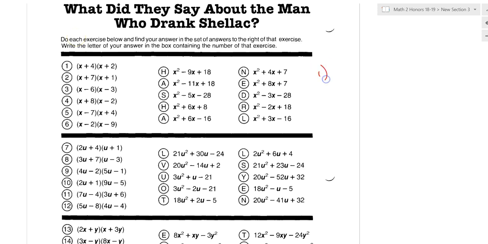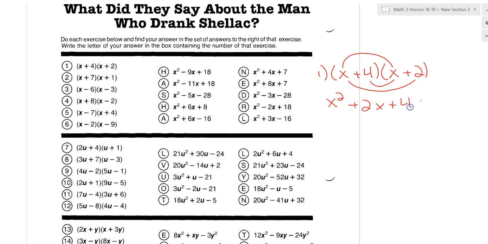I hope we can remember this from last year. So it's x plus 4 times x plus 2. All right, and this is where you have to distribute twice. A lot of people probably learn FOIL, or I also make the smiley face, so you might learn it either of those ways. So your first term: x times x is x squared. Your outside terms: x times 2 is 2x. Your inside terms, and then your last terms.